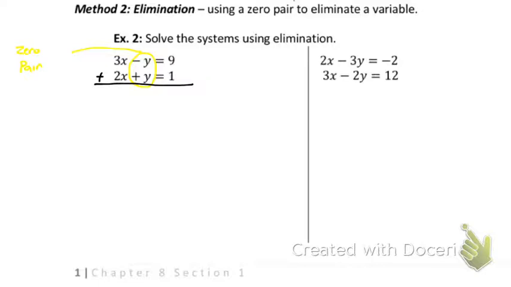That means I have 3x plus 2x equals 5x. Negative y plus y equals 0. If you did not get 0 there, you made a mistake. 9 plus 1 is 10. That means really all I have is 5x equals 10. Divide both sides by 5, and you should come up with x equals 2.